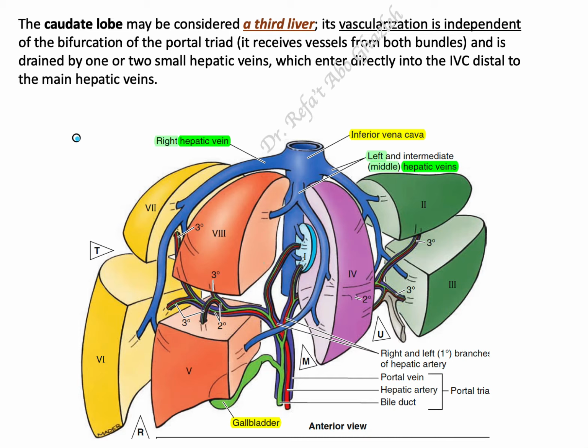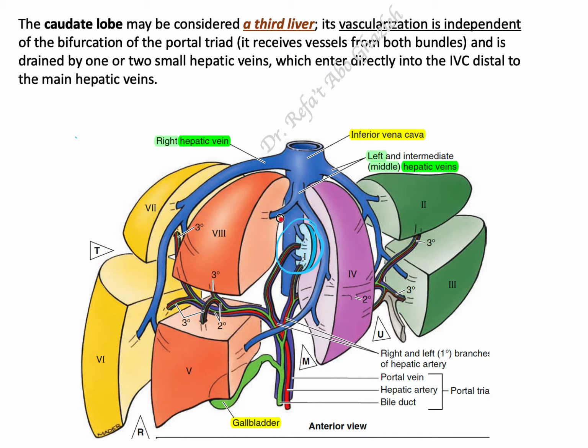Now, the caudate lobe, this is segment number 1. It's located posteriorly close to the inferior vena cava. So they consider it sometimes as a third liver. Why? Because the vascularization is independent. How is it independent? Okay, I will show you.